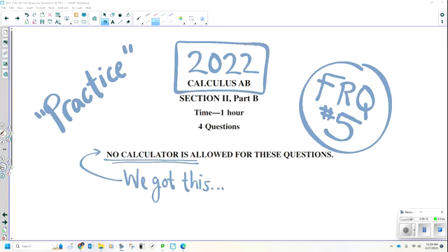Free response question number 5. Cinco en español, cinque en italiano. But we were going to do this from the 2022 practice set of free response questions. And we don't get a calculator, but who cares? We got this. We are good. We have this. Let's start.